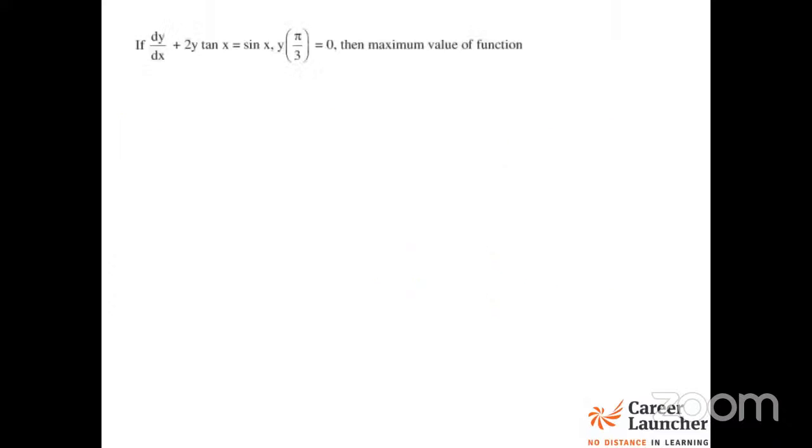So the next one. So this is direct linear form. To solve this linear form, find the integrating factor. So it will be e power integration of 2 tan x. So it will be e power 2 ln sec x, which simplifies to sec square x. So multiply with sec square x on both the sides.